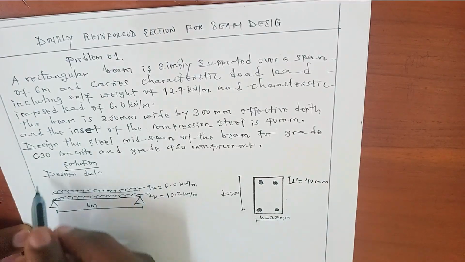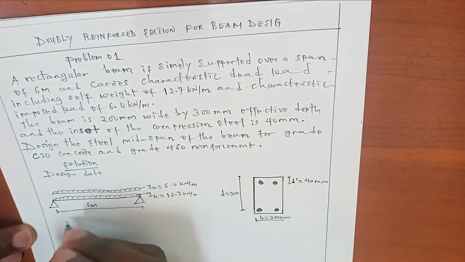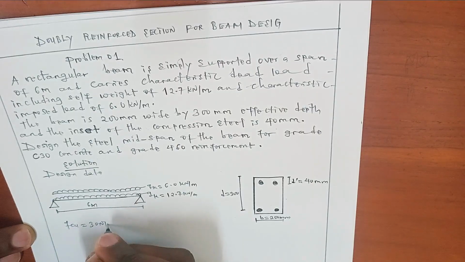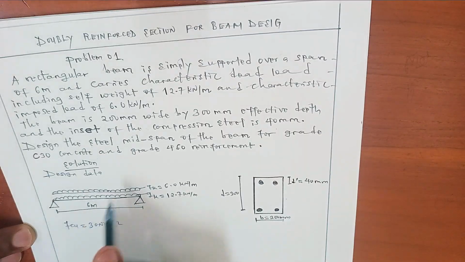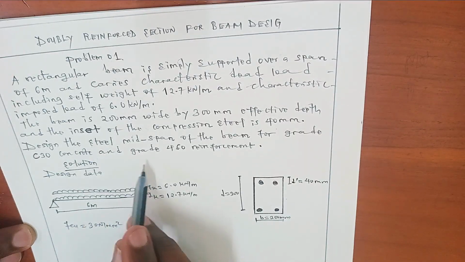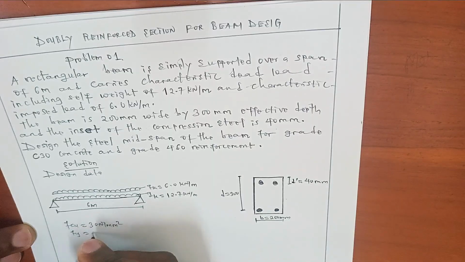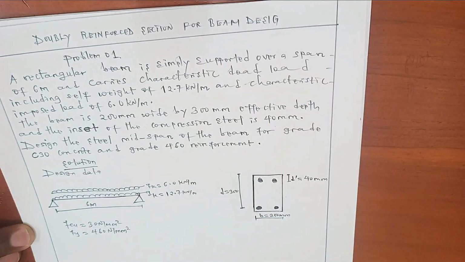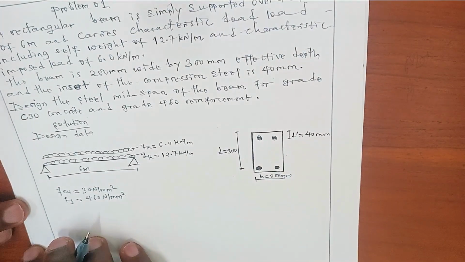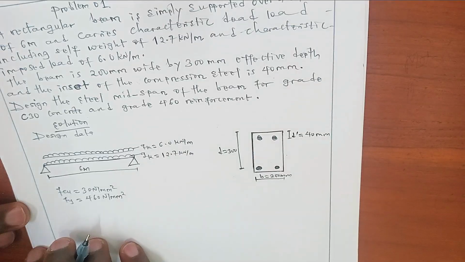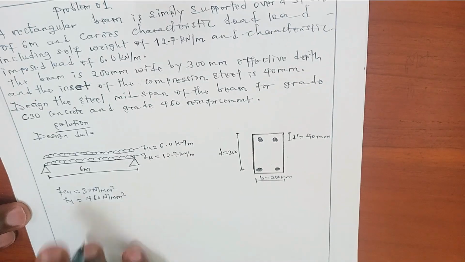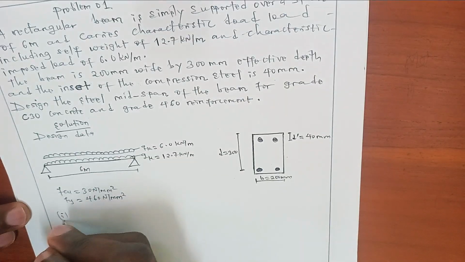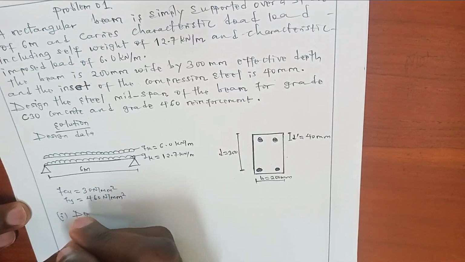We are given concrete grade, fcu, of 30 Newton per millimeter square, and reinforcement grade, fy, of 460 Newton per millimeter square. Now, let's design this rectangular beam step by step as a double reinforced section, as there are various steps to be followed. Step number 1 is to find the design load.